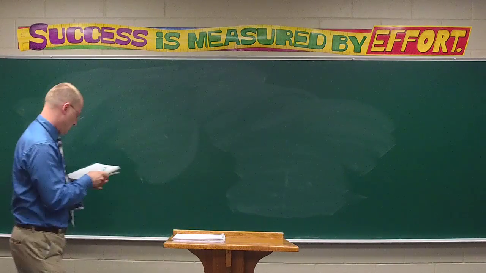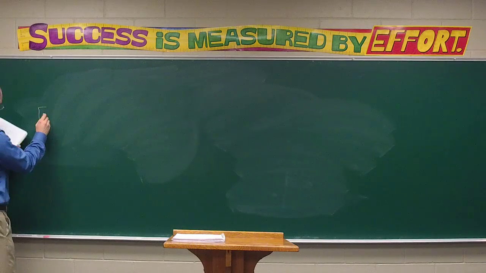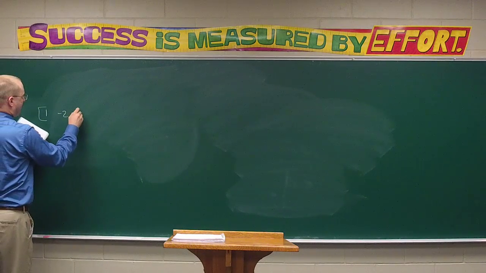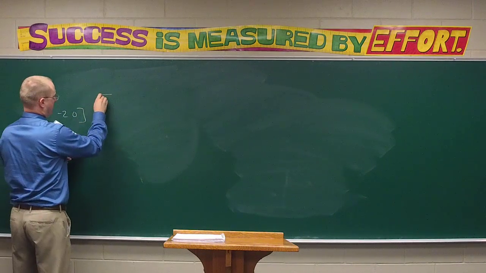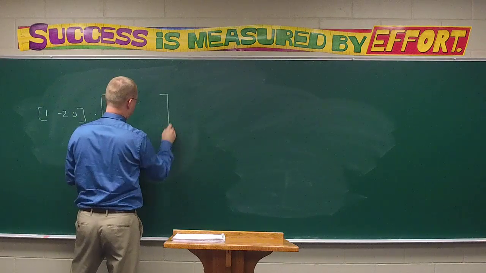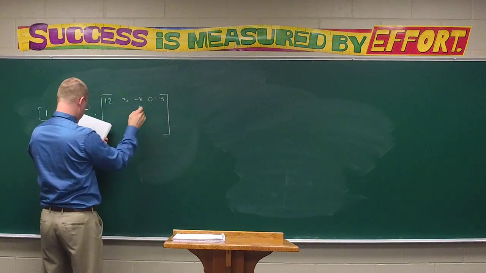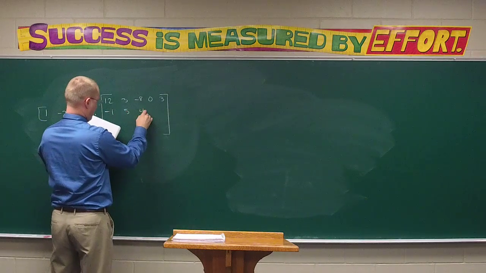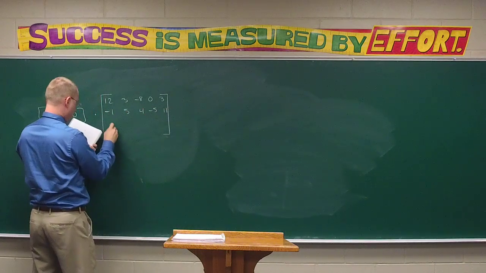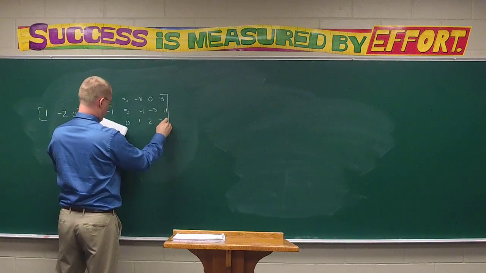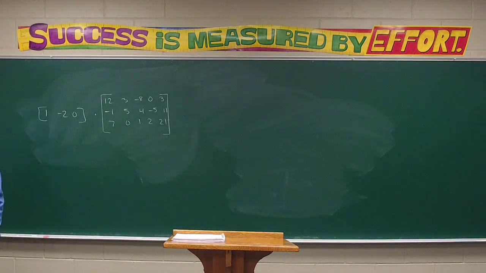And we had, oh, lovely, a row matrix, 1, -2, 0, being multiplied by a matrix with entries 12, 3, -8, 0, 3, -1, 5, 4, -5, 11, 7, 0, 1, 2, 21. What are the dimensions of these matrices, Michael?